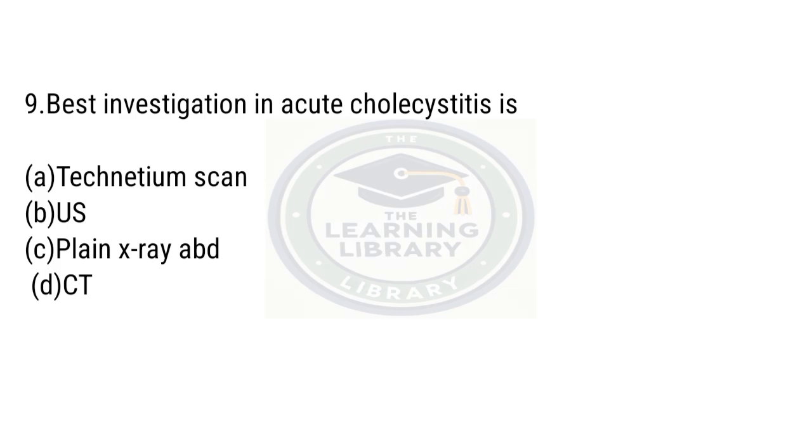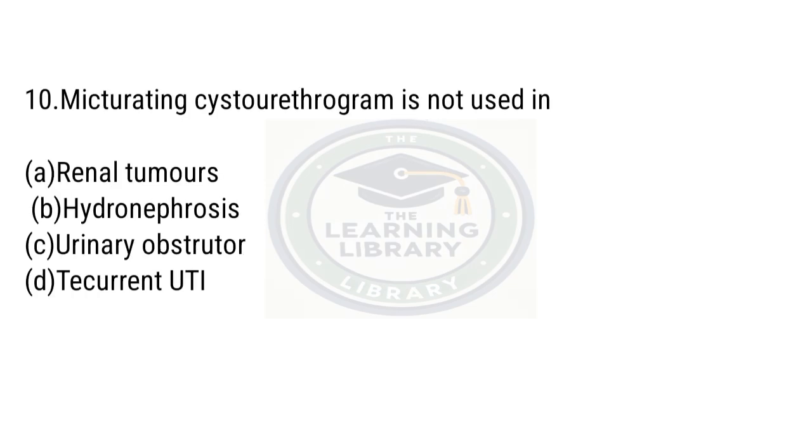Question number 9. Best investigation in acute cholecystitis is. The right answer is option B, ultrasound. Question number 10. Micturating cystourethrogram is not used in. The right answer is option B, hydronephrosis.